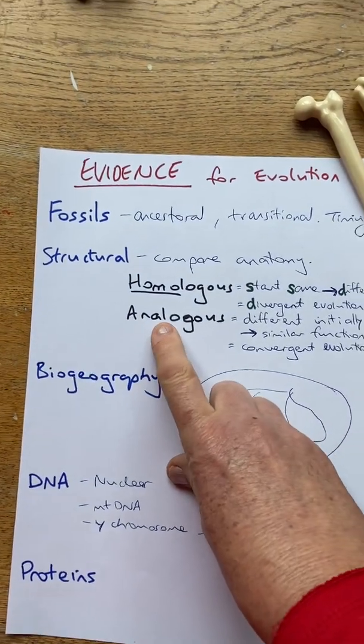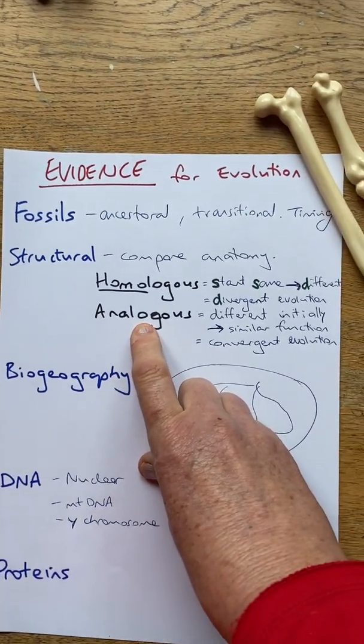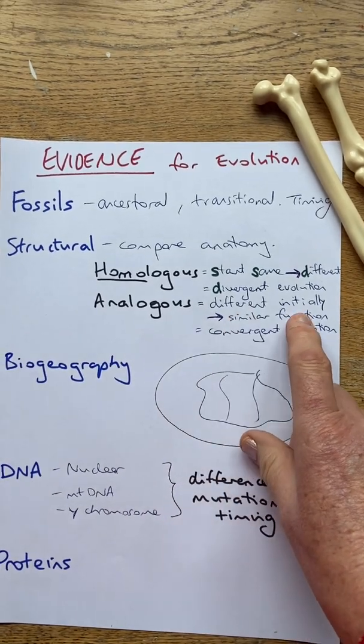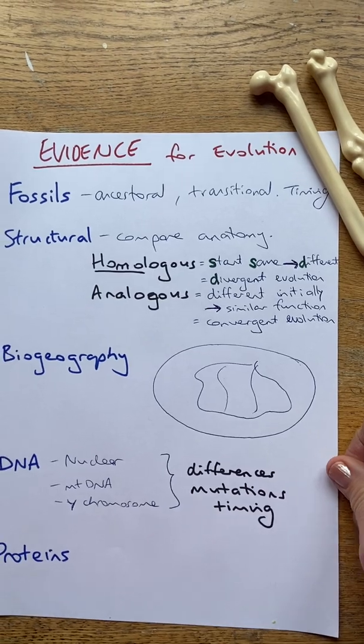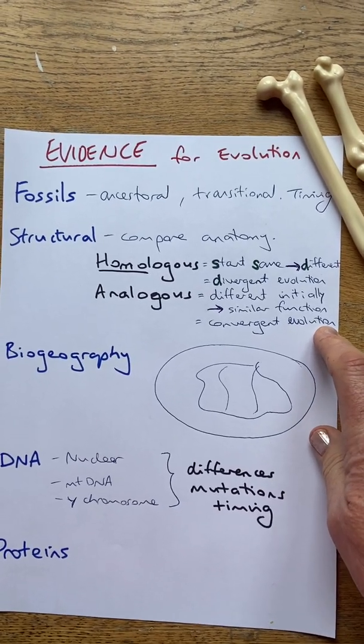And then analogous are basically the other ones. So analogous features are ones that were different to start with, but over time they've developed similar function, and they are evidence for convergent evolution.